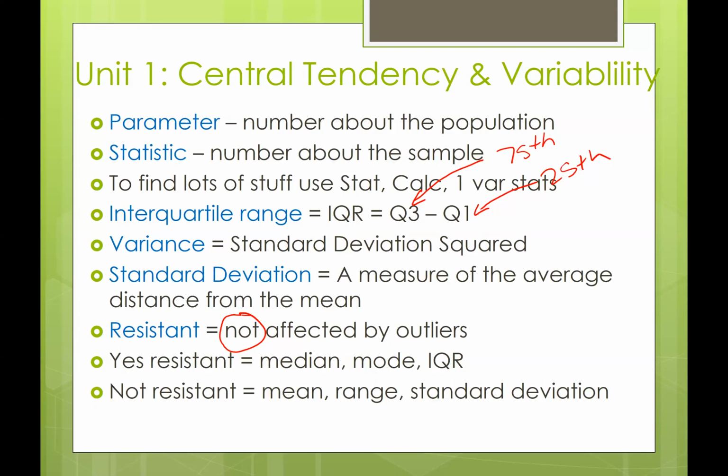Then for not resistant, so these are things that are affected by outliers, the mean is not resistant because if you add all of the numbers together, you're obviously adding the outliers, which is going to affect your mean. Range is max minus min. Any outliers would be the max or the min, so that would definitely be affected. Standard deviation is average distance from the mean. If a point is very far from the mean, obviously the average distance from the mean is going to be higher, and therefore so is the standard deviation.